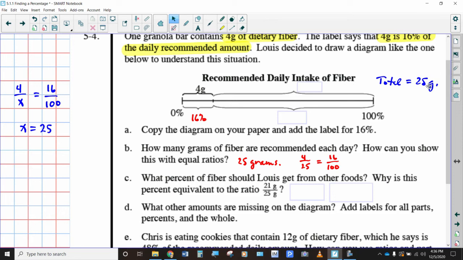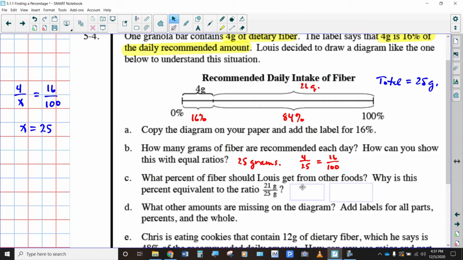If we know the total is 25 and the amount of dietary fiber that is recommended from this one particular granola bar is 4 grams, the rest of it has to add up to 25, right? So 4 plus what equals 25? This quantity here has to be 21 because 4 plus 21 is 25. And since the percent represents the total of 100%, 16 plus something equals 100%. What is 100 minus 16? It is 84. So that completes this particular diagram.